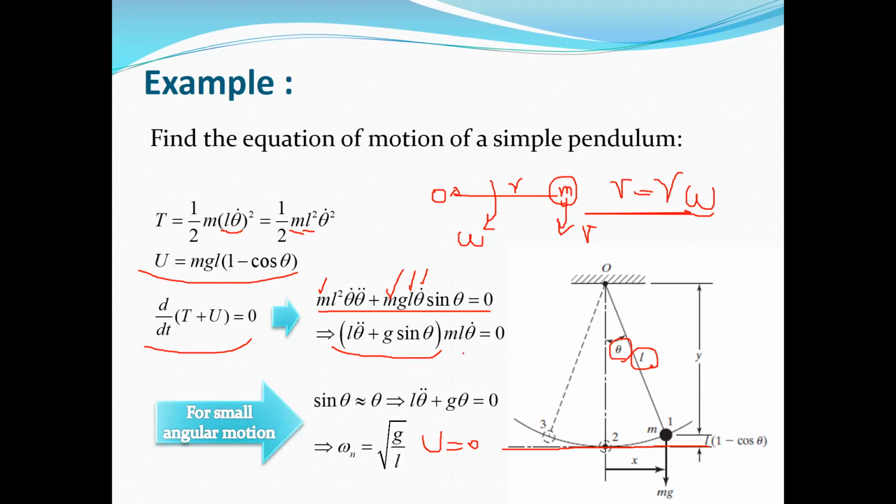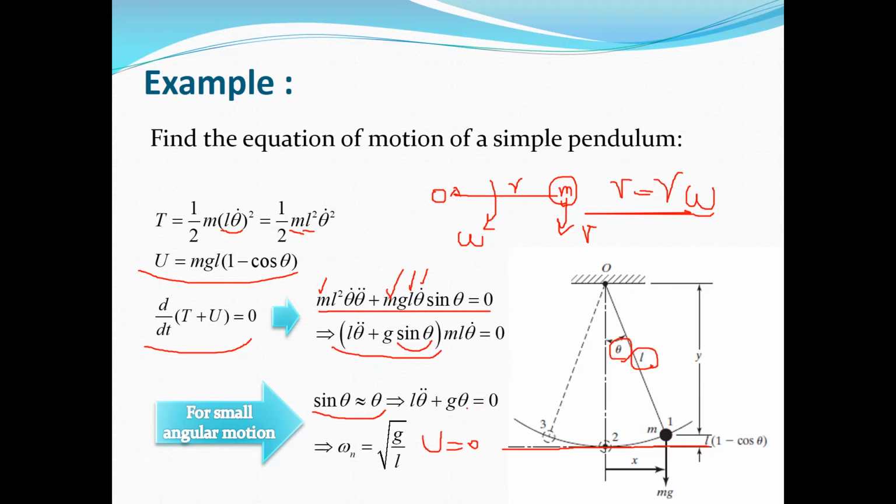And for a small deformation, as I told you, because in this course we only deal with linear equations and sine theta is a nonlinear term, we can assume that theta is small. It means that the rotation will occur in a very small range of theta. So using the Taylor expansion, we can assume that sine theta is equal to theta. So in this equation, we will have L theta double dot plus g theta equals 0, which is the equation of motion for this simple pendulum.